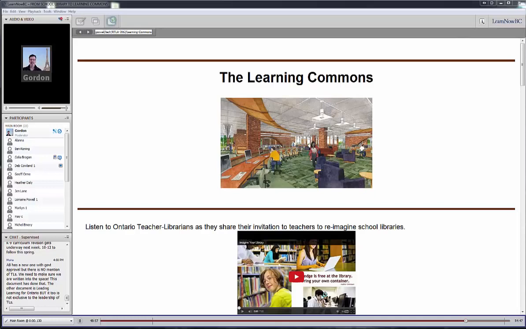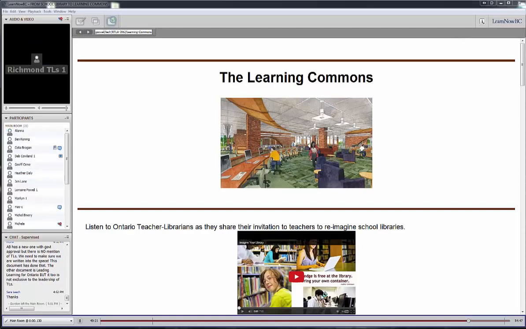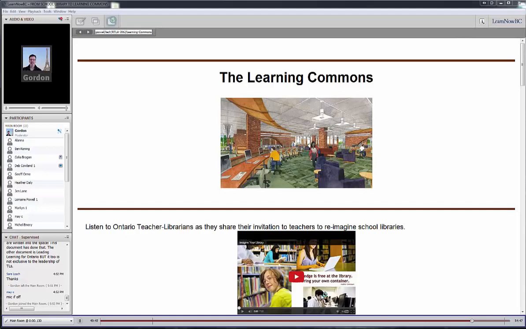Heather makes a comment. It's so great to talk about how wonderful the space is, but without a teacher librarian involved, it's not really a learning commons. It's a book room.